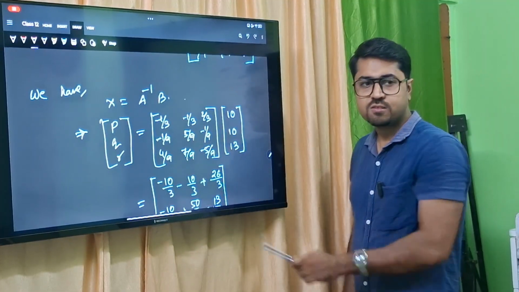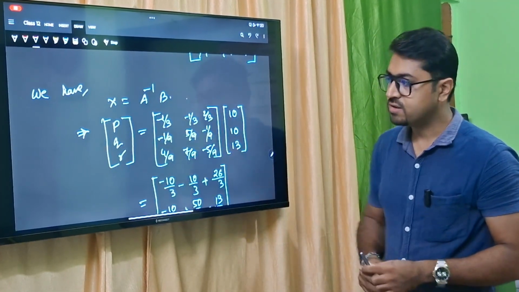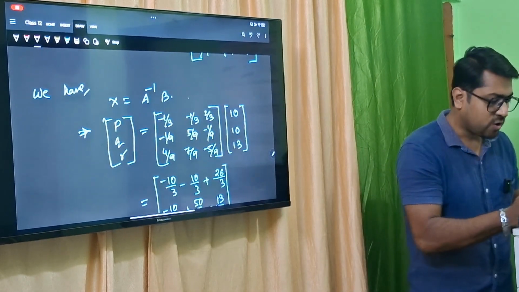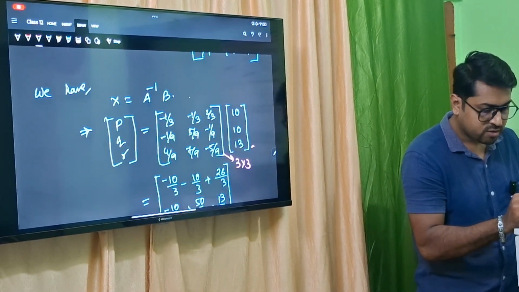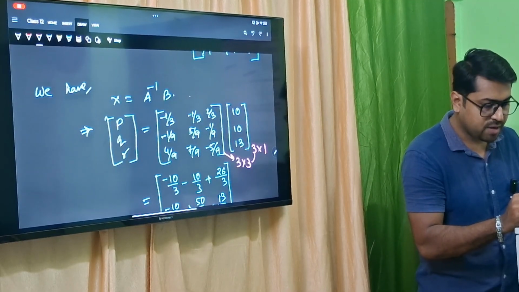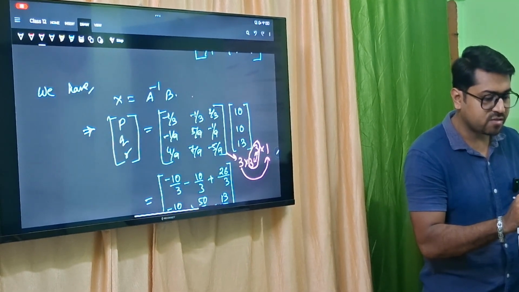We can multiply this. How to multiply? That row and the column will get multiplied. Remember this thing, what is the order of this matrix? It is of order 3 cross 3, and it is of order 3 cross 1. So when you multiply, these two will be gone. The common will be gone, then a 3 cross 1 matrix will be left.